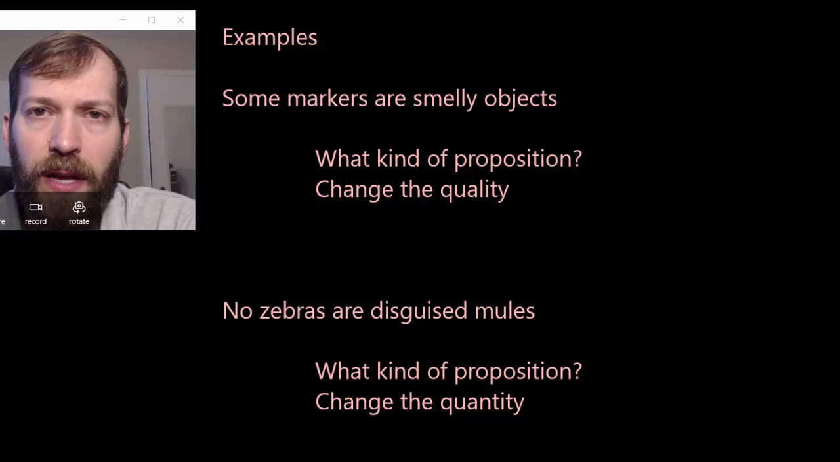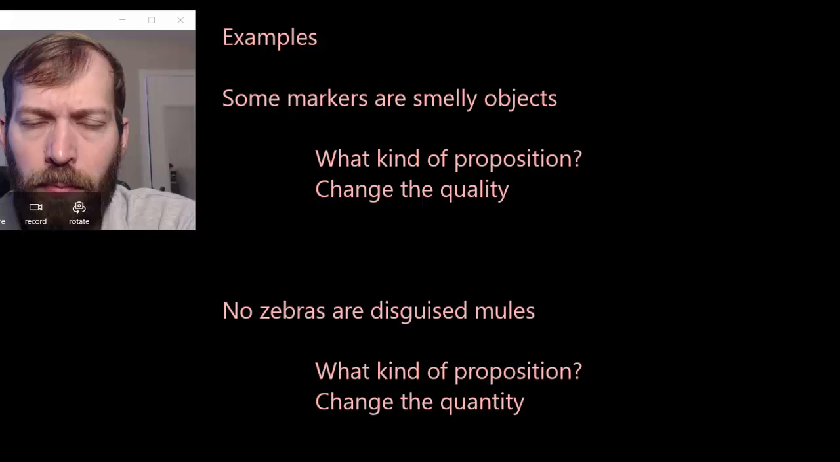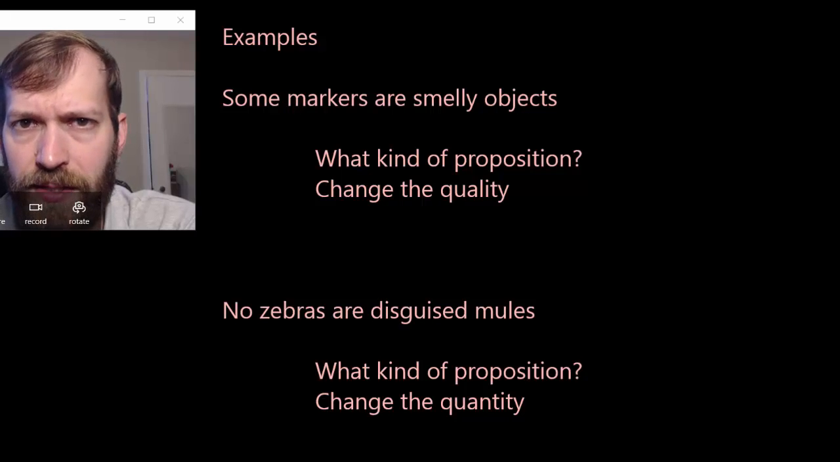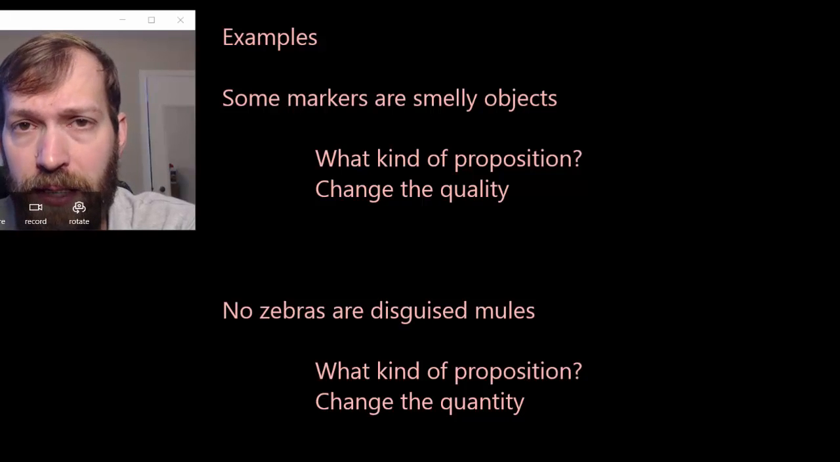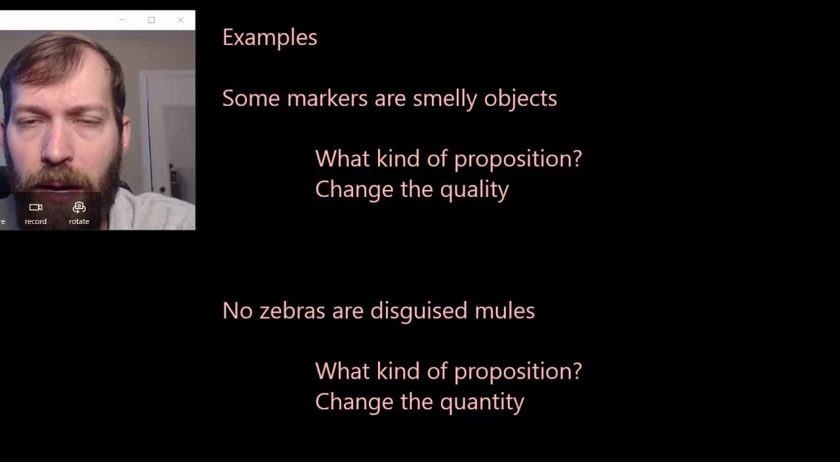So let's look at a couple of exercises. Here we have a categorical proposition. Some markers are smelly objects. We need to identify what kind of categorical proposition that is, A, E, I, or O. And then we want to rewrite the proposition, but changing the quality and keeping the quantity the same. So changing only the quality. So think about those two questions for a moment, and then I'll give the answer.